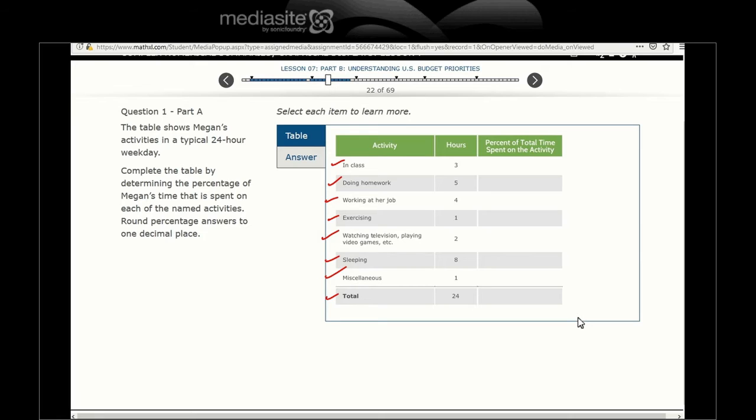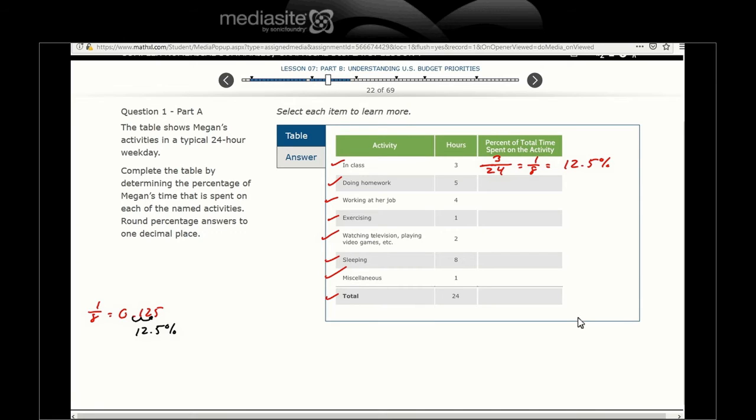Okay. So, percent of total time spent on activities. For this one, the part of 3 hours in class compared to the whole is 1/8, which is 12.5%. Remember, 1/8 is 0.125. To make it into a percent, we just take the decimal point and move it 2 locations.